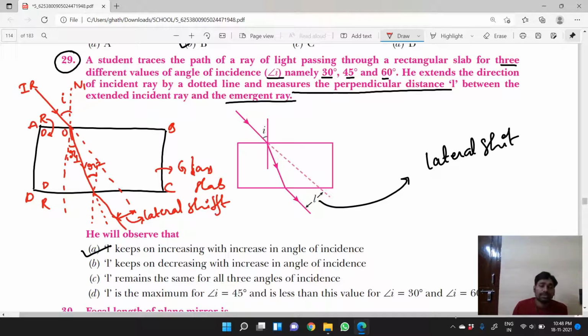So this lateral shift mainly depends upon two things: one is the thickness of this glass slab, second is the angle of incidence. So the question is given based upon the angle of incidence. My dear students, be aware that angle of incidence is always equal to angle of emergence. For this there is a proof also, but it is not required now, because proofs will not come in the exam, since it is not a descriptive test, it is just an objective test.